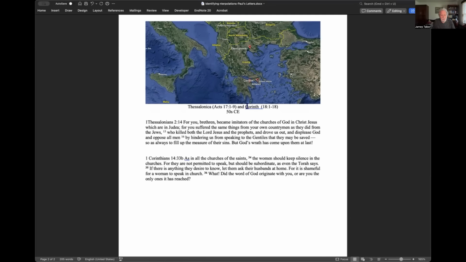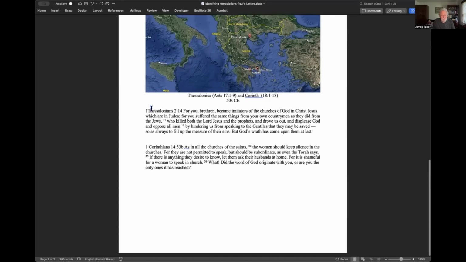So we begin with that, and then we're going to look at Corinth. And that's actually in the next chapter, Acts chapter 18, 18 verses. Both of these come from around the 50s AD. Now, this section of 1 Thessalonians, these chapters and verses were added later, but that's how we can refer to things. So chapter 2, as we call it today, beginning in verse 14, I'll read it.